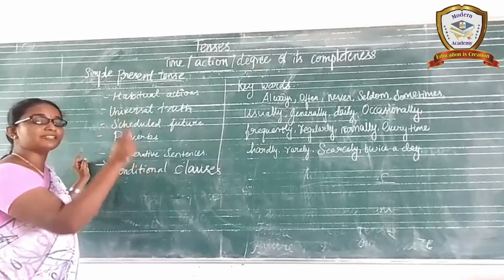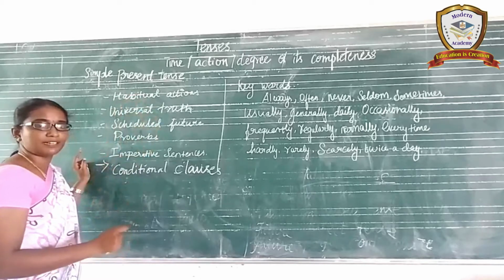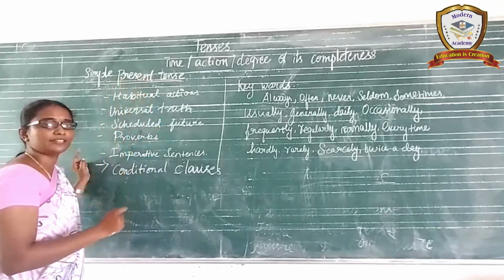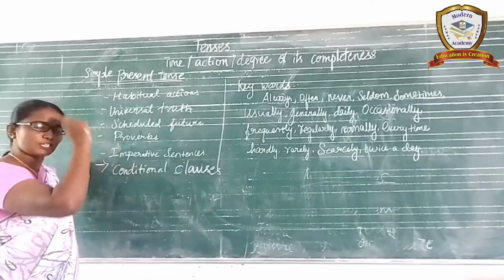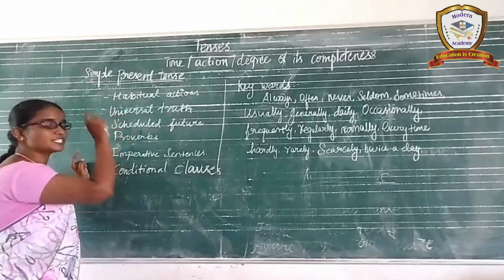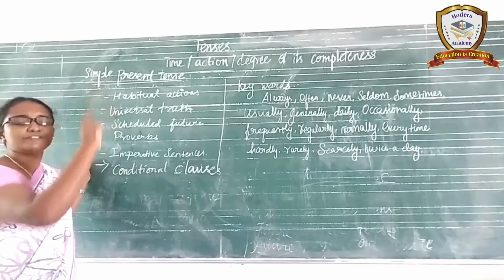It is known to the people of the wider world. For example, the sun gives us heat. The earth revolves around the sun. Understand? The leaves fall during the autumn season. During the autumn season, the message is known to all the people of the wider world. Scheduled future: a scheduled action which will happen in the near future.